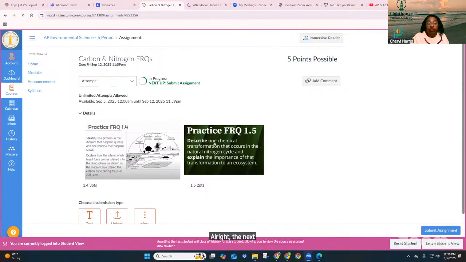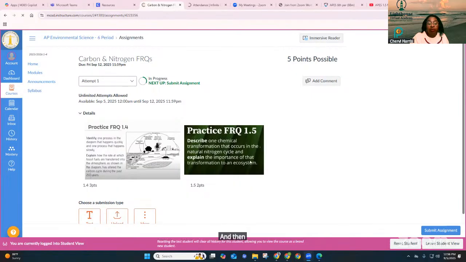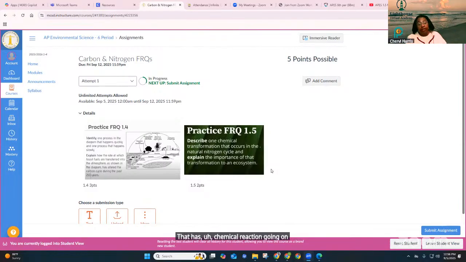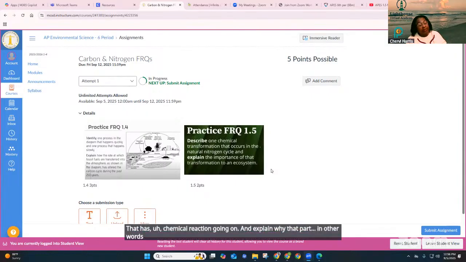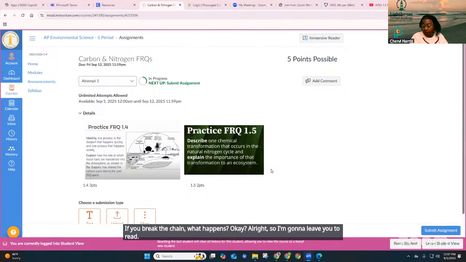All right, the next question. Describe one chemical transformation that occurs in the natural nitrogen cycle, and then explain the importance of this transformation. So again, pick one of those words that has a chemical reaction going on and explain why that part matters. In other words, this is a cycle. If we take that part of the cycle out, what effect would that have on the ecosystem? Remember, all the cycles are like a circle of life. If you break the chain, what happens? Okay, all right, so I'm going to leave you to read and answer that question.